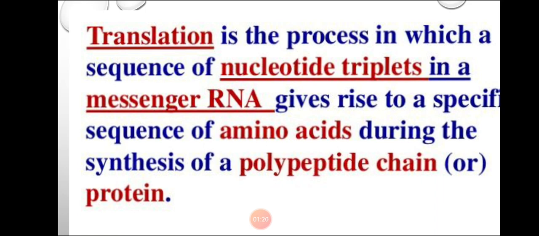So what is translation? It is the process in which the sequence of nucleotide triplet, that means codons that are present on mRNA, are translated and specific amino acids in a sequence are formed in the form of a polypeptide on ribosomes. Is it clear? I will repeat the definition. Codons present on mRNA are translated and specific amino acids in a sequence are formed into a polypeptide, and all this happens on ribosomes.